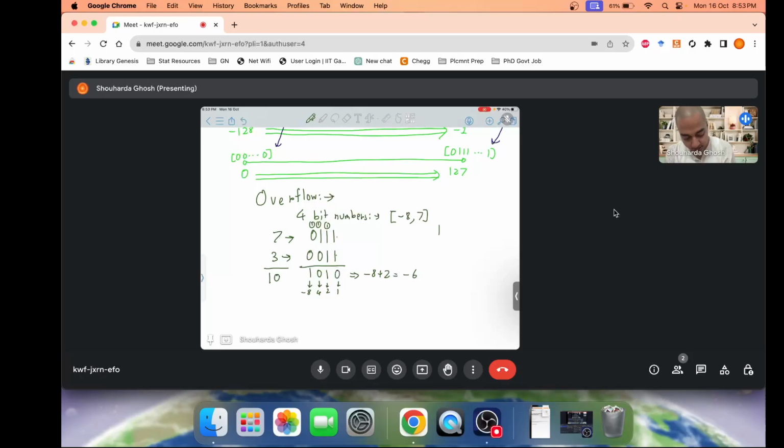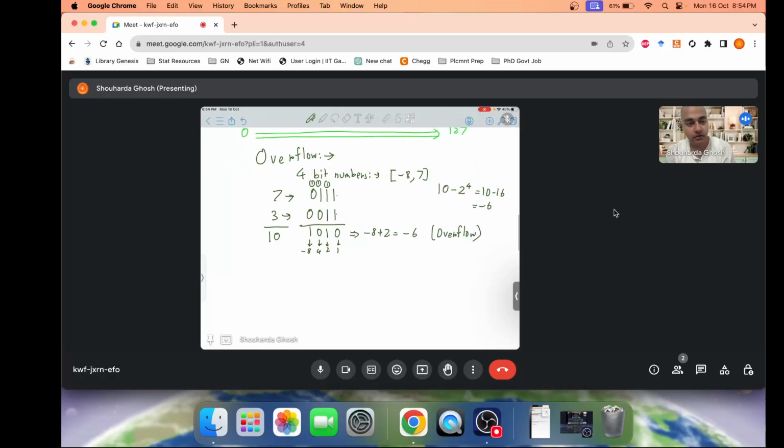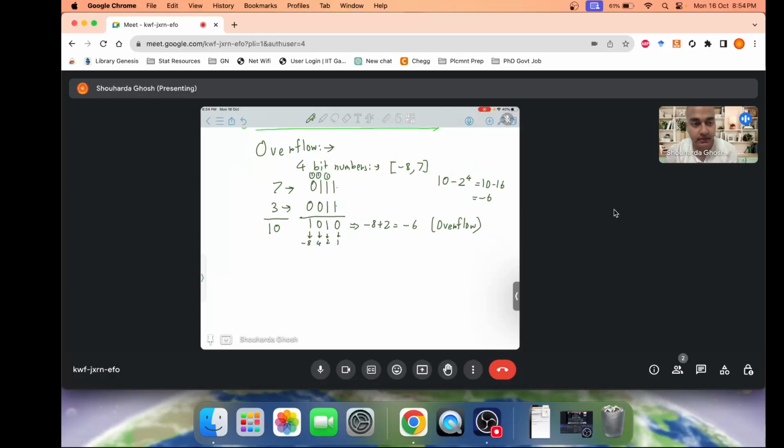But what I'm getting over here is 10 minus 2 to the power 4. That's 10 minus 16 equals -6. So what has happened over here? It's an overflow. And how do we solve this overflow? We solve this overflow by something called the sign bit extension. Let me show you the example.